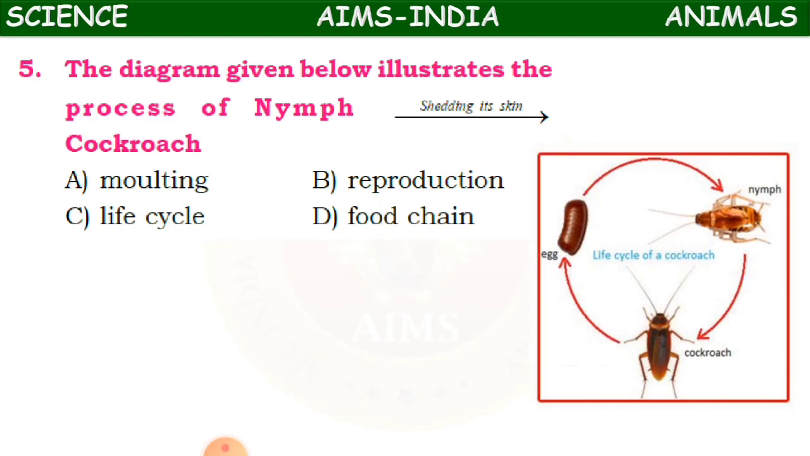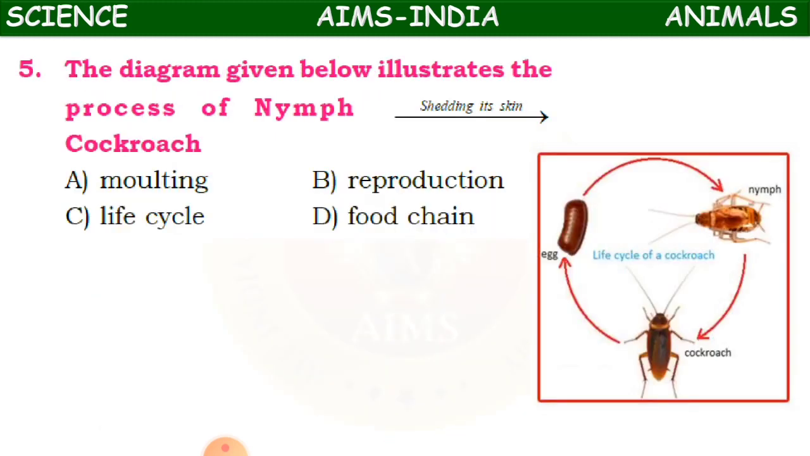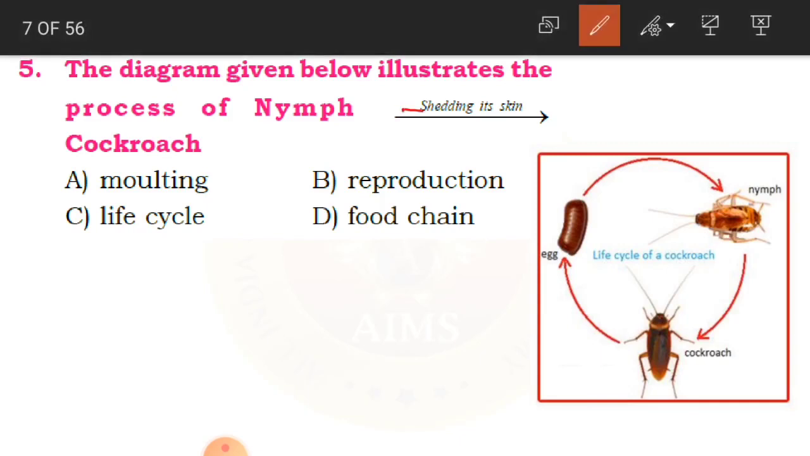Fifth question here. The diagram given below illustrates the process of nymph shedding its skin. So this is known as, whether it is known as molting, reproduction, life cycle or food chain. If you see here, children, this is the adult cockroach, then from this the nymph, that is the baby cockroach, comes.